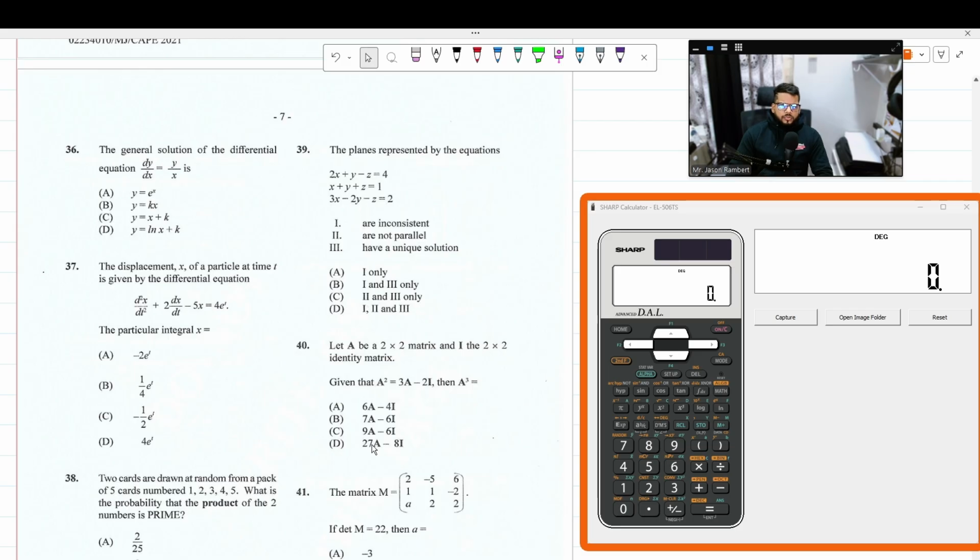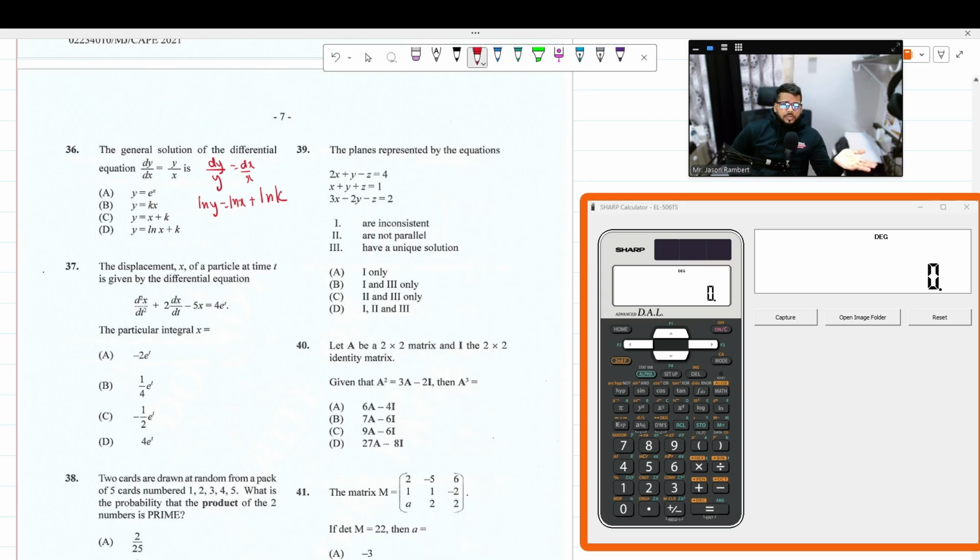The general solution of the differential equation: we will get dy over y is dx over x, so ln y is ln x plus c. None of the options give me ln y, so we have to remove the log. So I'll put ln k as the constant there. This is a valid way you could put a constant.